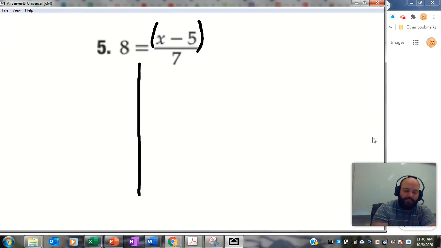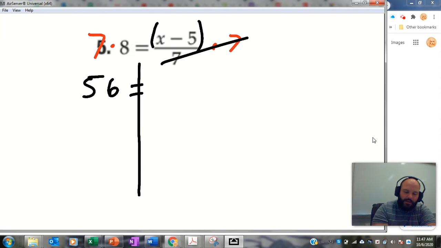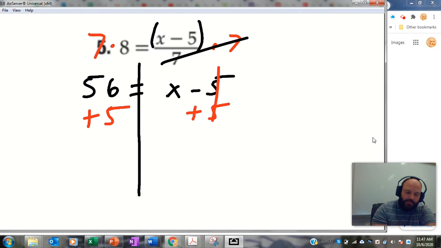So we actually need to get rid of the 7 first by multiplying both sides by 7 like this. And when I multiply both sides by 7, I get 56 equals, and these 7's cancel, and I'm left with x minus 5. And from there, I'm going to add 5 to both sides. That's going to cancel those. 56 plus 5 is 61 equals x.